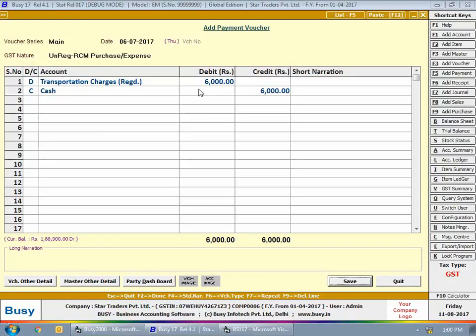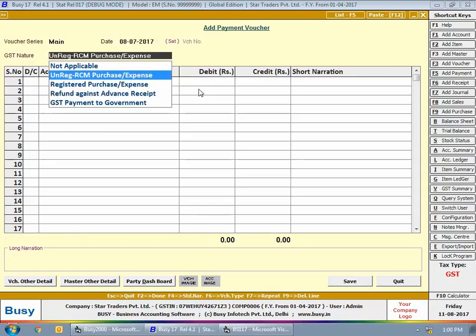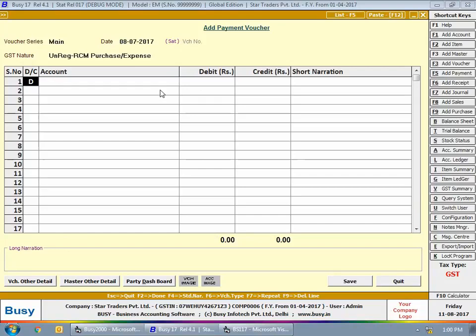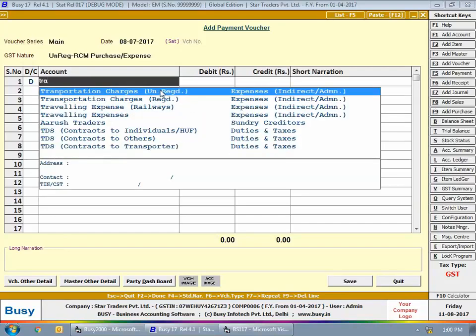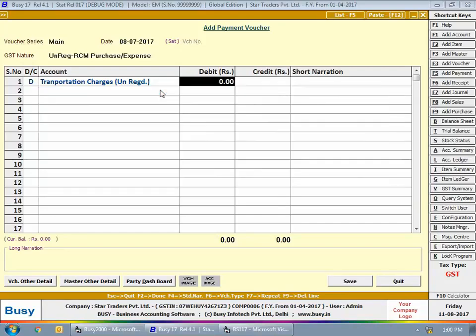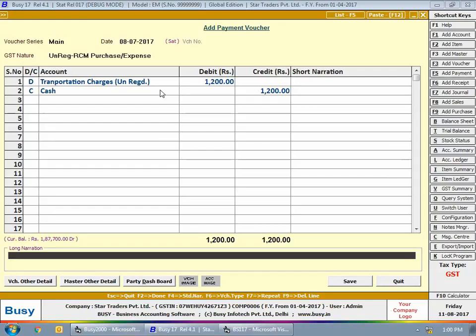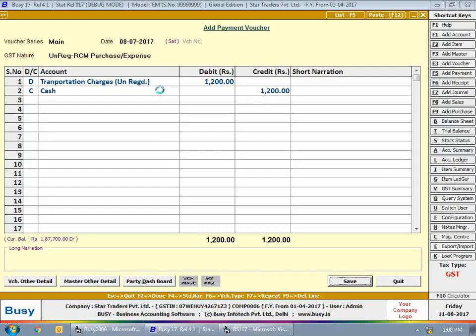So even if the transporter is registered, you will select the GST nature as unregistered RCM purchase and will deposit RCM to the government for this transaction. Next we are entering one more transaction on 8th of July. Again the GST nature is unregistered RCM purchase, but here we are debiting the transportation charges unregistered account. So in case of transporters, whether they are registered or unregistered, if you are paying any amount to them, you are bound to pay RCM for that transaction.